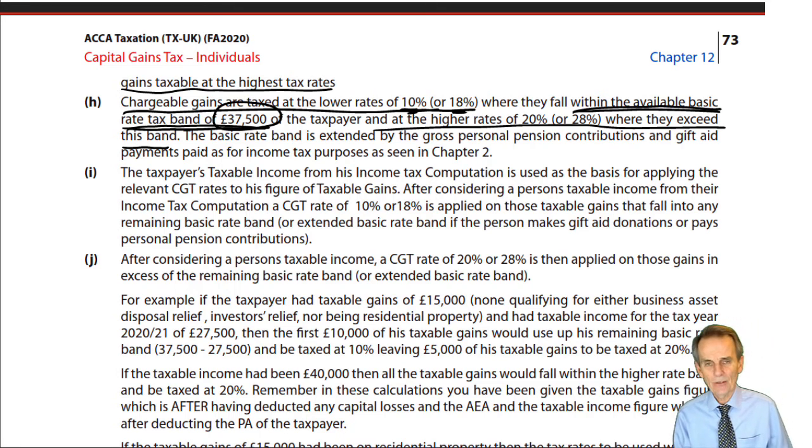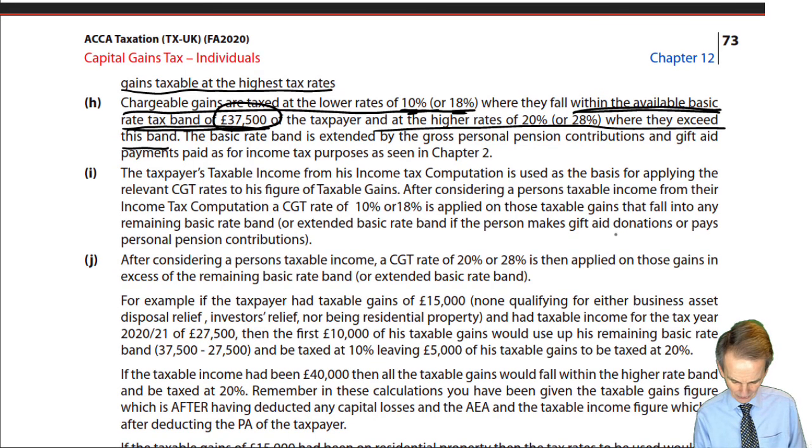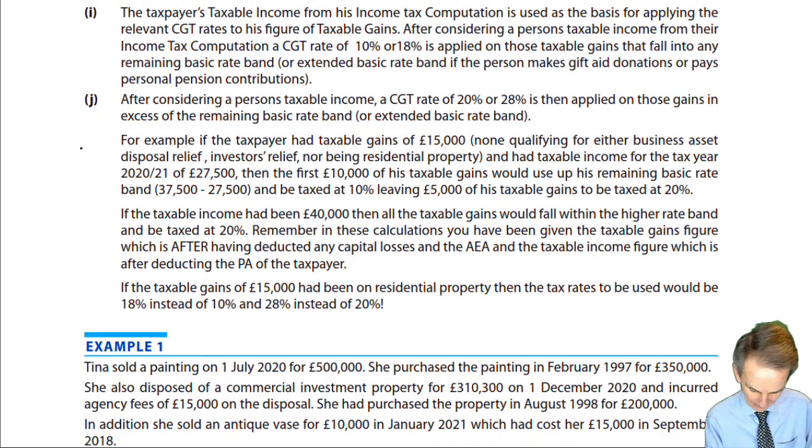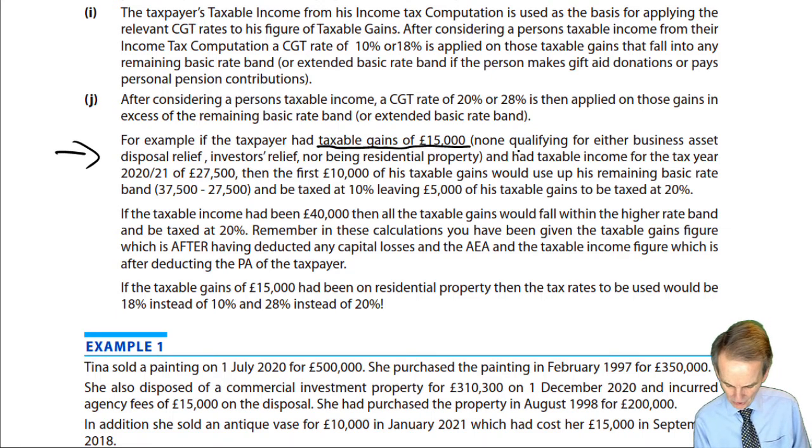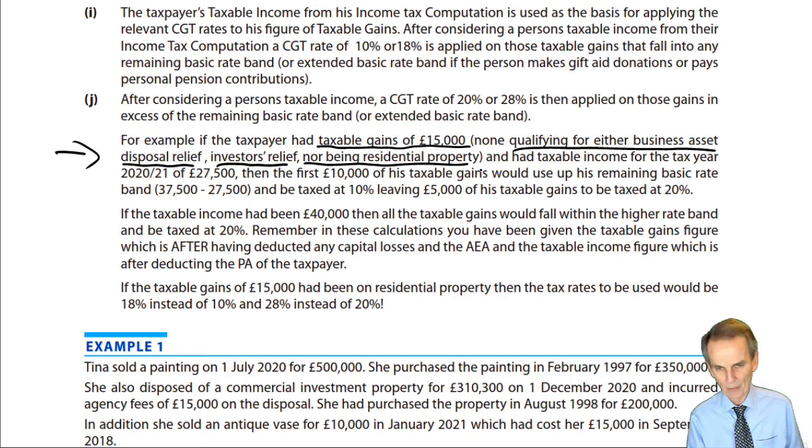Now then, let me just give you a quick example of that before we go any further. If the taxpayer had taxable gains of £15,000, none of which qualify for either business asset disposal relief or investors relief, nor being residential property. So this is your other assets. Your other assets, we are talking in terms of 10% or 20%. So we've got taxable gains of 15,000, but do we tax some or all of that at 10% and or at 20%?